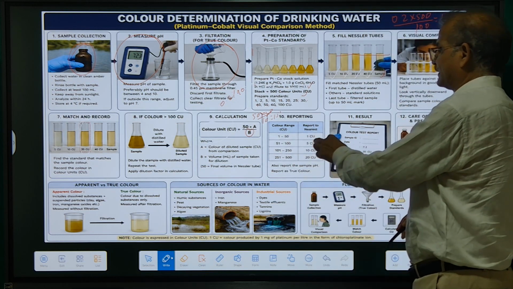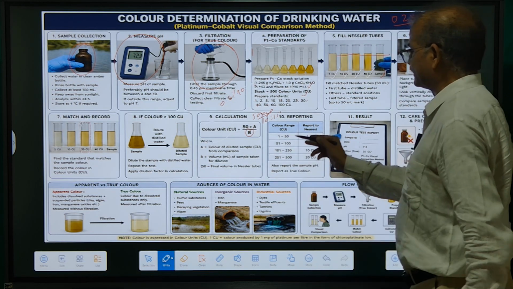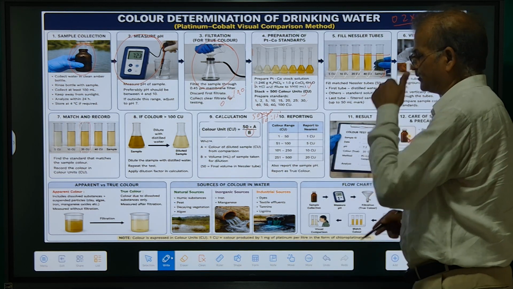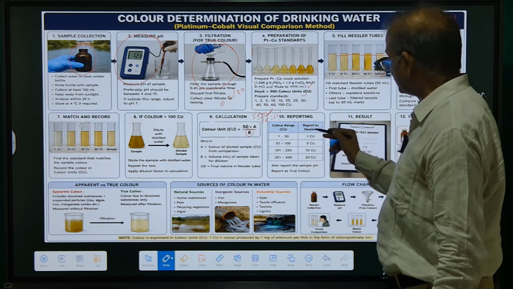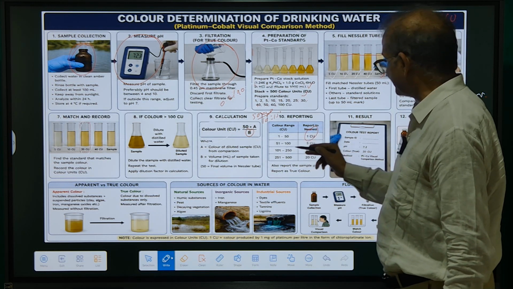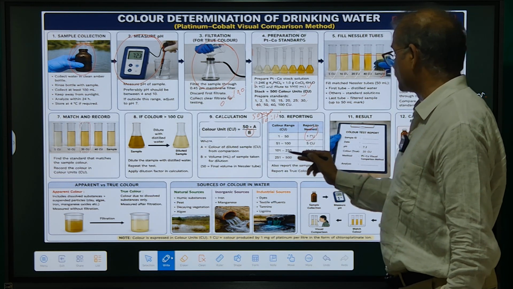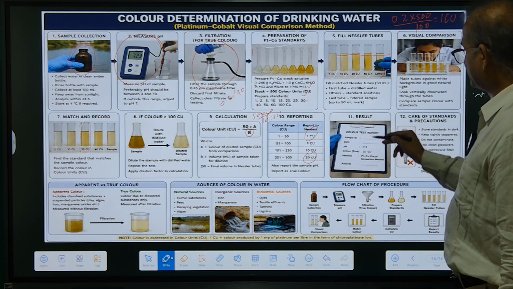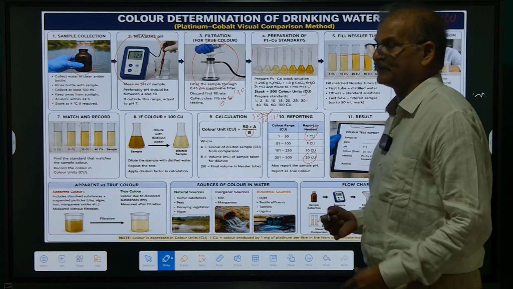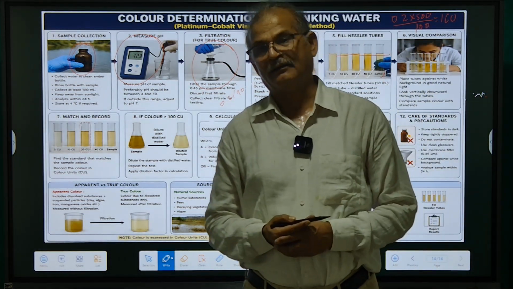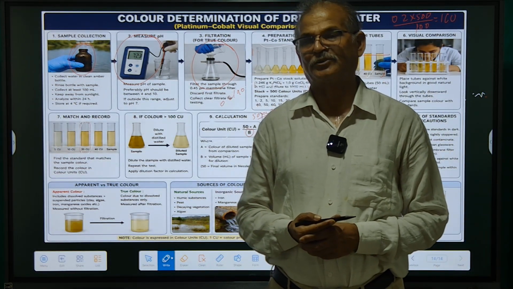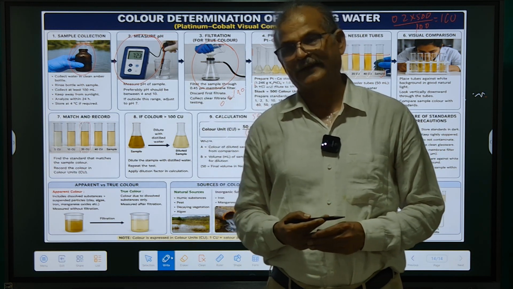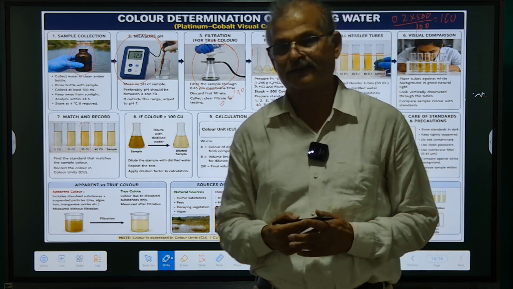Reporting: for 1 to 50 CU, report to the nearest 1 CU, like if it was 16.5, we report it to the nearest 1 CU. For 51 to 100, the nearest 5 CU. For 101 to 250, the nearest 10 CU. For 251 to 500 CU, the result is reported in the same way. So with this, how to determine the color of water in accordance with IS 3025 is completed. It is given in Part 4. Next we will take up how to find other values like turbidity of the water.